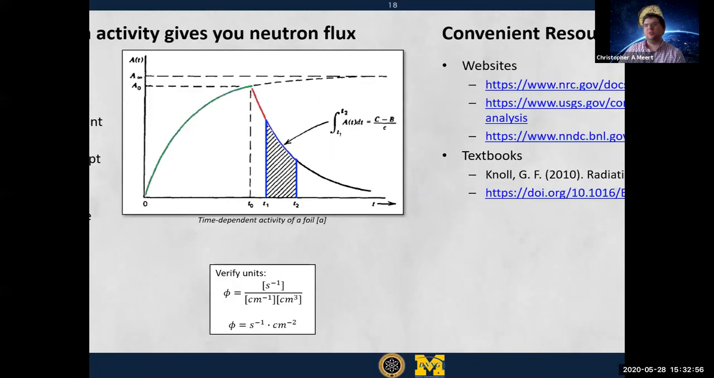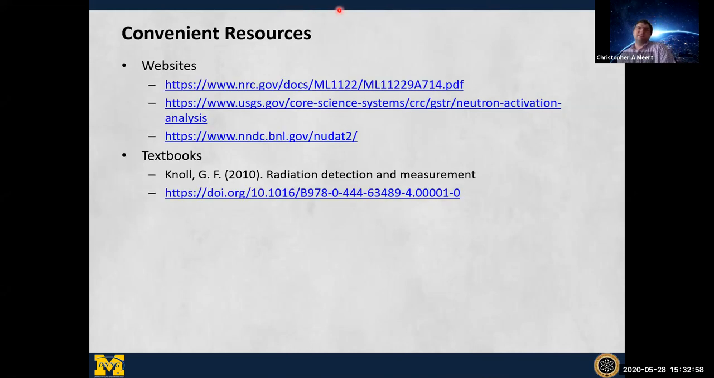So that's sort of the end of that example. And like usual, I include some community resources to talk about this process. There's links to an NRC PowerPoint set that discusses the same process in some broad strokes. There's the USGS, which has a nice website discussing how they do neutron activation analysis. And I also included a link to a Brookhaven National Laboratory site, which has information for all the decay constants and half-lives, which I would use to do some of these calculations.